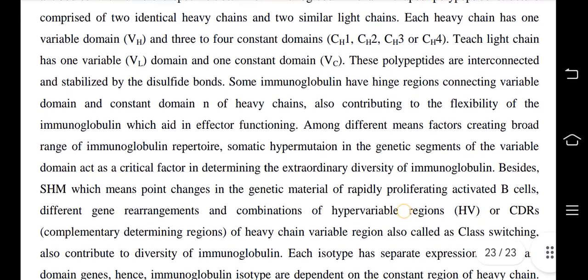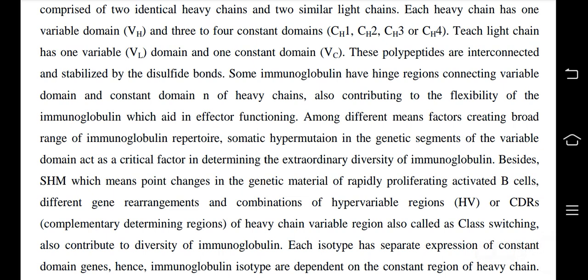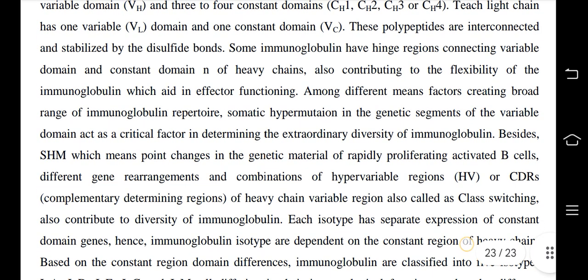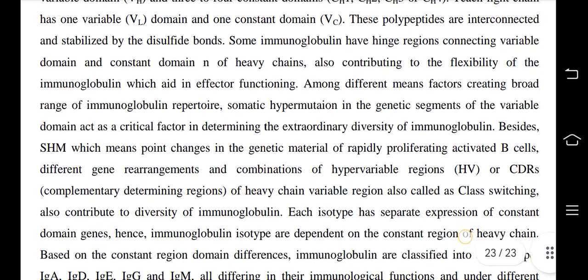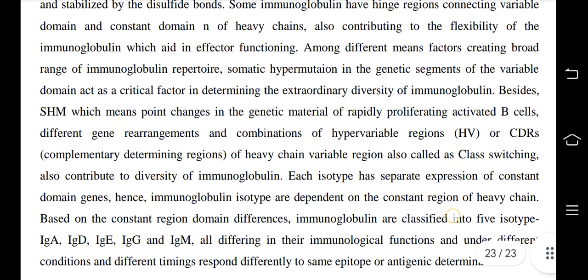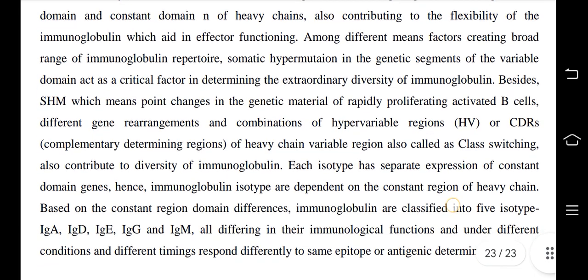Among different factors creating a broad range of immunoglobulin repertoire, somatic hypermutation in the genetic segments of the variable domain acts as a critical factor in determining the extraordinary diversity of immunoglobulin. Besides SHM, which means point changes in the genetic material of rapidly proliferating activated B cells, different gene rearrangements and combinations of hypervariable regions or CDRs, complementarity determining regions of the heavy chain variable region, and class switching also contribute to diversity of immunoglobulin.